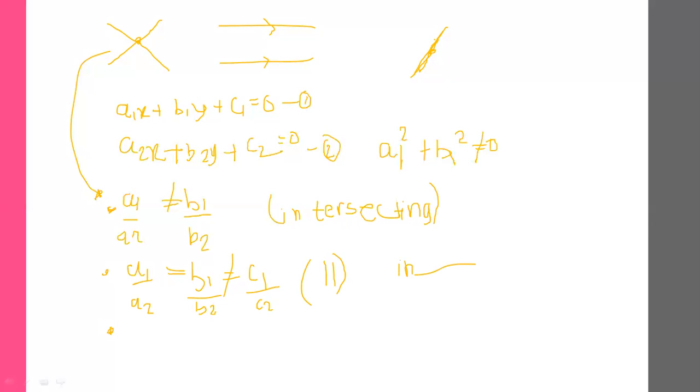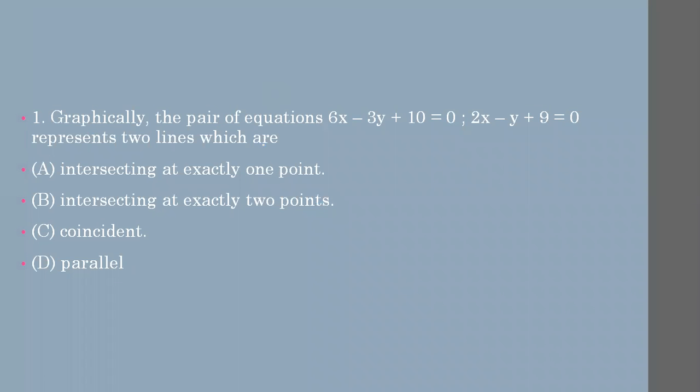And the last is that if these two lines have infinite points in common, then they are called coincident lines. So if a1 by a2 equal to b1 by b2 equal to c1 by c2, it will form a coincident line, and they will have infinite solutions, many solutions. And as it is giving a solution also, it is also called a consistent pair. So now we will go for the questions.